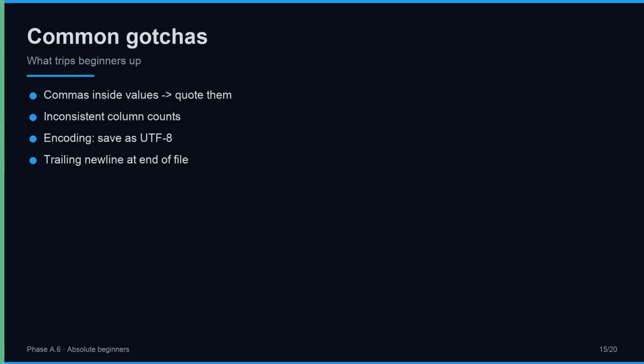A few gotchas trip up every beginner. First, commas inside values: quote those values so the reader treats them as one field. Second, rows with inconsistent column counts, which break the contract set by the header. Third, file encoding: always save CSV as UTF-8 so special characters survive across systems. Fourth, the trailing new line at the end of the file, which some readers treat as an extra empty row. The Python CSV library handles most of these edges for you, which is another reason to reach for it.